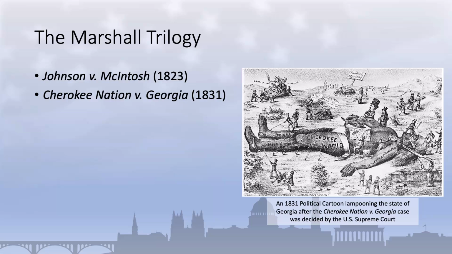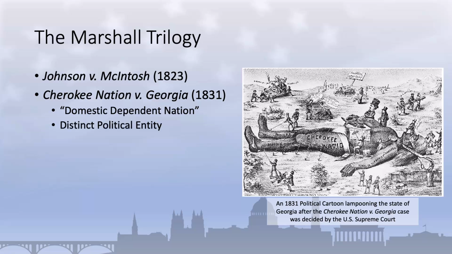In its decision, the Supreme Court held that the Cherokee Nation was not a foreign nation, but was rather a domestic dependent nation subject to the authority of the federal government, like a ward to its guardian. Chief Justice John Marshall wrote the majority opinion, which held that the Cherokee Nation was a distinct political entity with its own rights and interests, but also that it was subject to the authority of the United States.